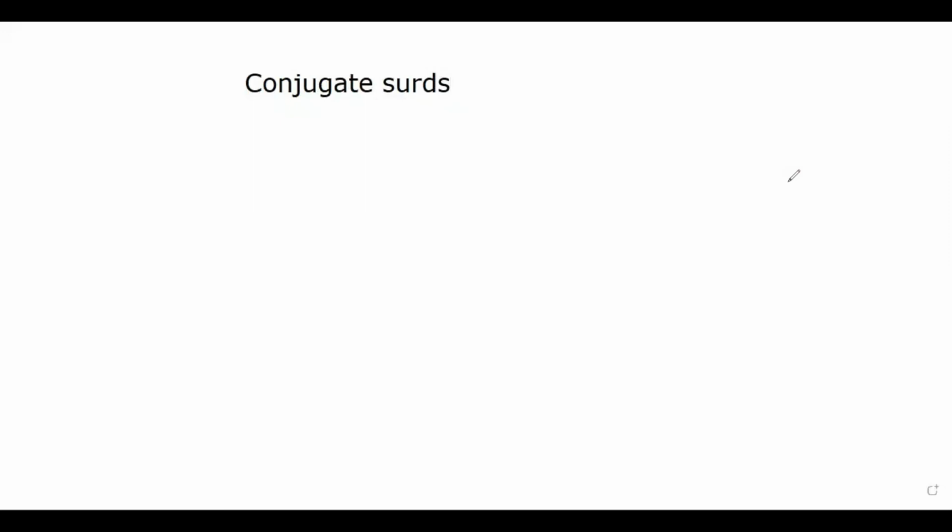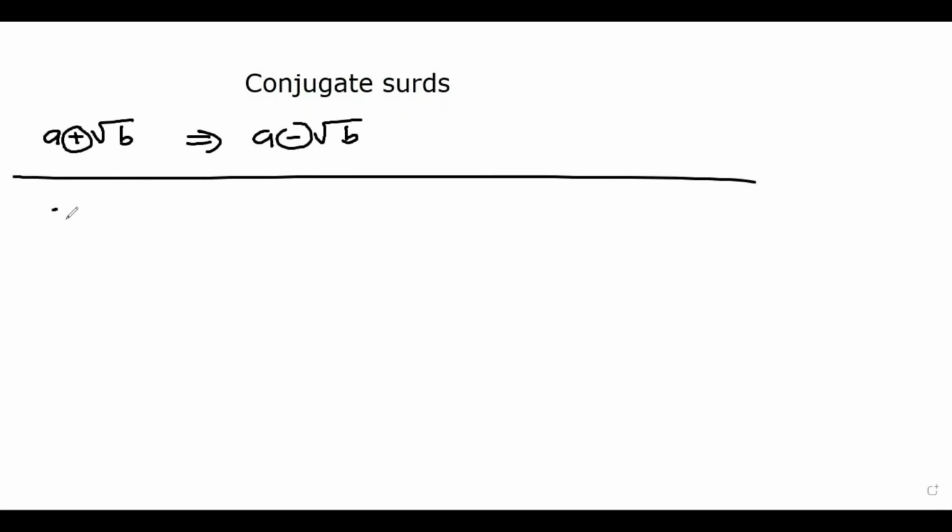So now we're going to be doing what you call conjugate surds. Now a conjugate means, for example, if you have A plus root B, then the conjugate would be A minus root B and vice versa. So the symbol changes. So for example, let's say we have 5 plus root 2 being multiplied by its conjugate. The conjugate would be 5 minus root 2.